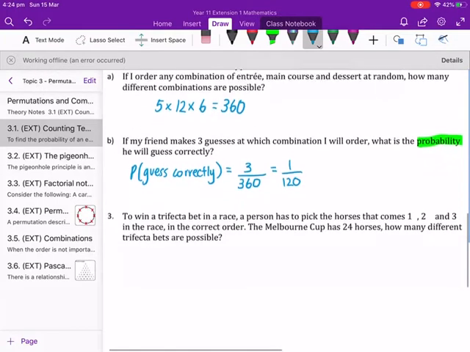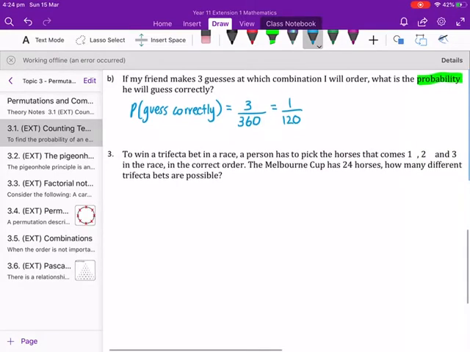And finally, for example 3, to win a trifecta bet in a race, a person has to pick the horses that come 1, 2 and 3 in the race in the correct order. The Melbourne Cup has 24 horses. How many different trifecta bets are possible? So we know that we have a horse that comes first, multiplied by a horse that comes second, multiplied by a horse that comes third.